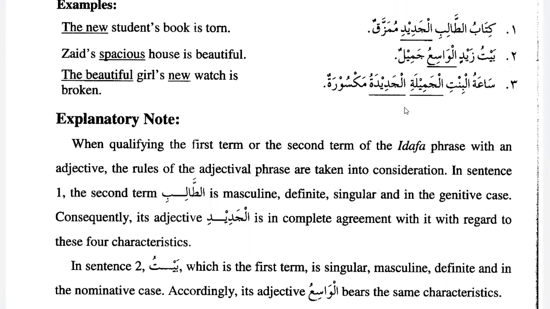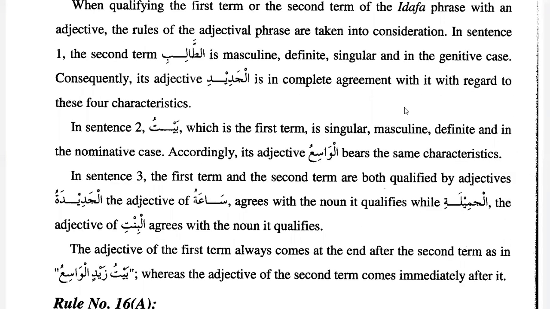Explanatory note. When qualifying the first term or the second term of Idafa with an adjective, the rules of the adjective are taken into consideration. In sentence one, the second term at-talib is masculine, definite, singular, and in genitive case. Consequently, its adjective al-jadid is in complete agreement with it with regard to these four characteristics. In sentence two, Baitu, which is the first term, is singular, masculine, definite, and in nominative case. Accordingly, its adjective al-wasi'u bears the same characteristics.